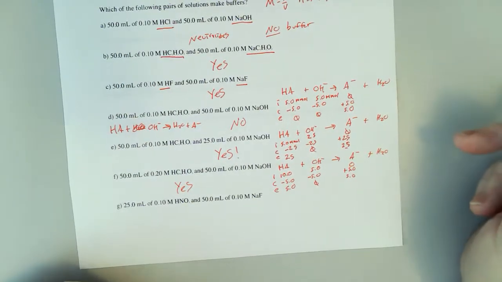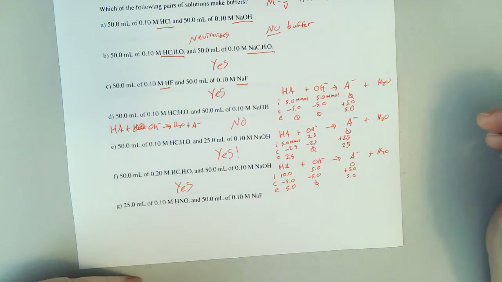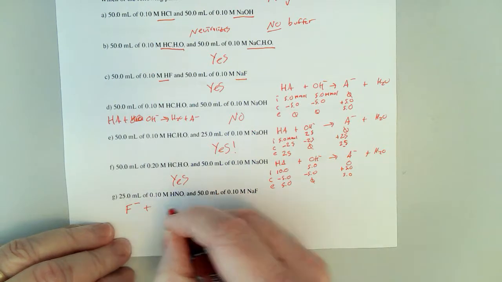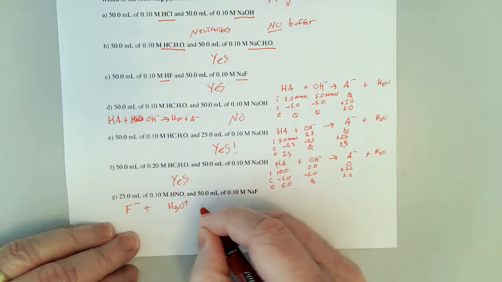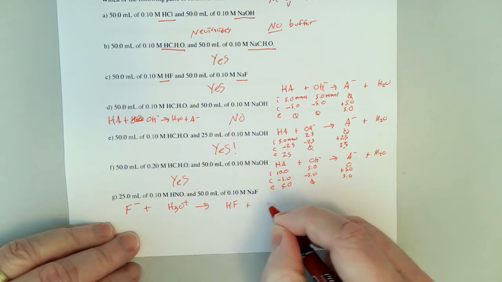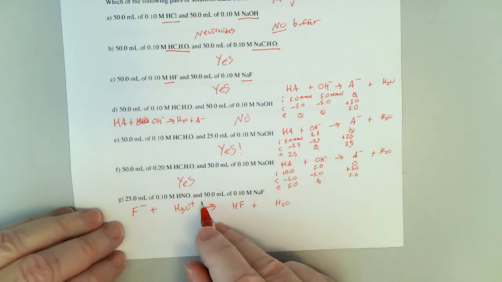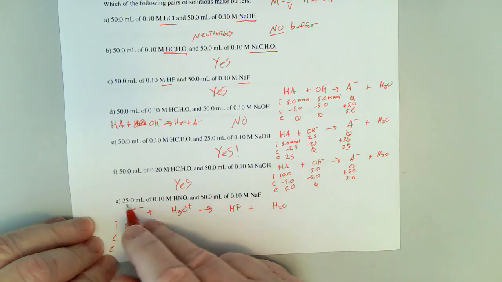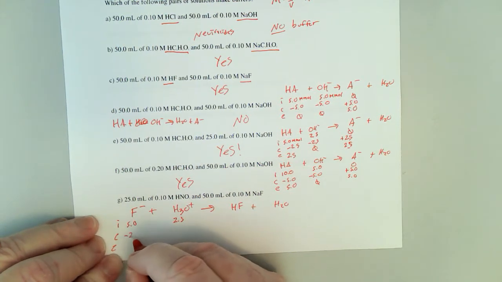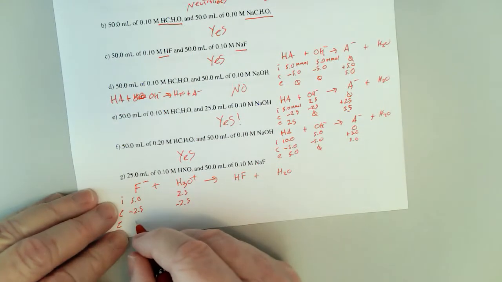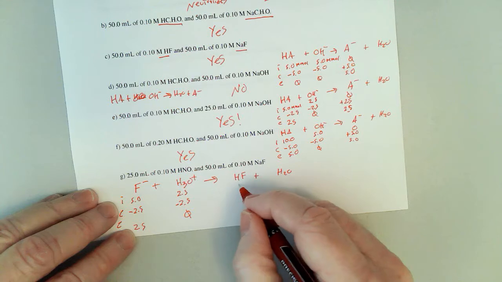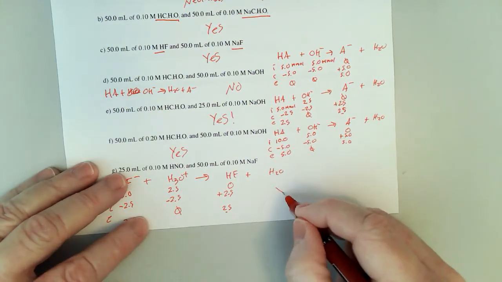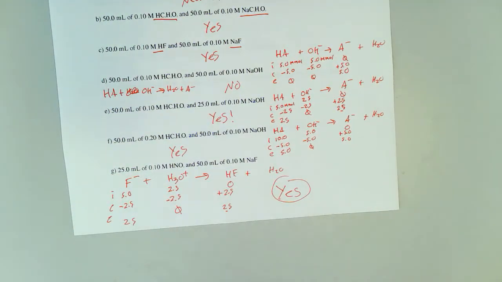Now, we've done 3 in a row involving acetic acid, and I don't want you to think that it's the only thing we use for a buffer. What if I have F minus? I react it with H3O plus from a strong acid. It produces HF and H2O. 50 milliliters times 0.1 molar is 5.0 millimoles. For the H3O plus, I have 2.5 millimoles. Minus 2.5, minus 2.5, that's going to be 0. 2.5 there. 0 plus 2.5, 2.5. There, I've got HA, I've got A minus. Yes, that is also a buffer.